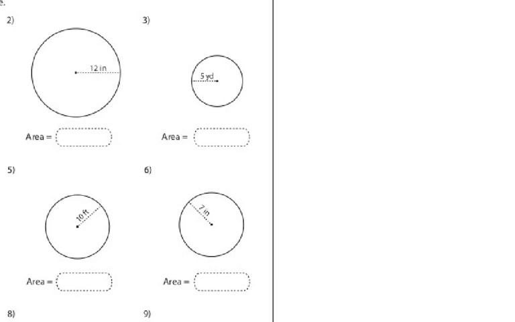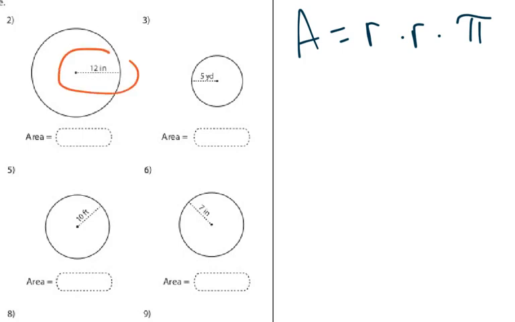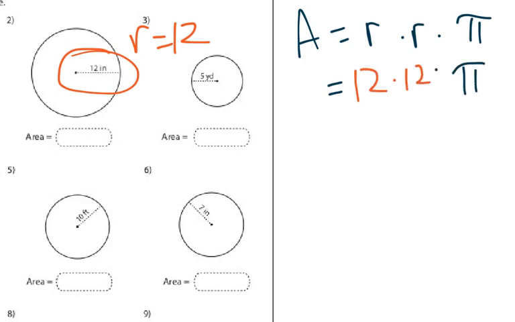Okay, let's do number 2. Always write the formula on every problem. That way it'll help you memorize the formula. Radius times radius times pi, that's what we're looking for. They give us 12 inches. Is that the radius or the diameter? It's halfway across, so that is the radius, which is good because that's what we needed. So 12 times 12 times pi is 144 pi. Then we look at the units, and it was inches, so square inches.